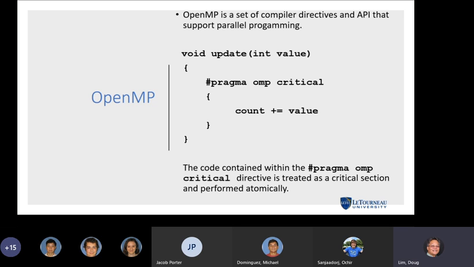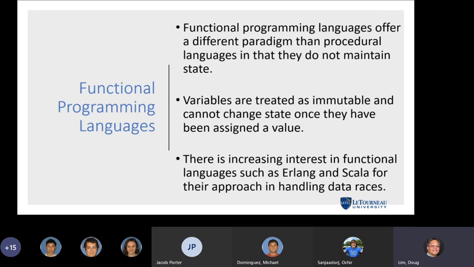In OpenMP, here we have the pragma omp critical, which says this is a critical section, and it's count plus equals value, which means that the compiler will take care of handling that no one else can access this particular section of code at the same time as another process or thread. So again, it's compiler directives that are built in, and the compiler takes care of that with the parallel programming. Again, heavily used in supercomputing.